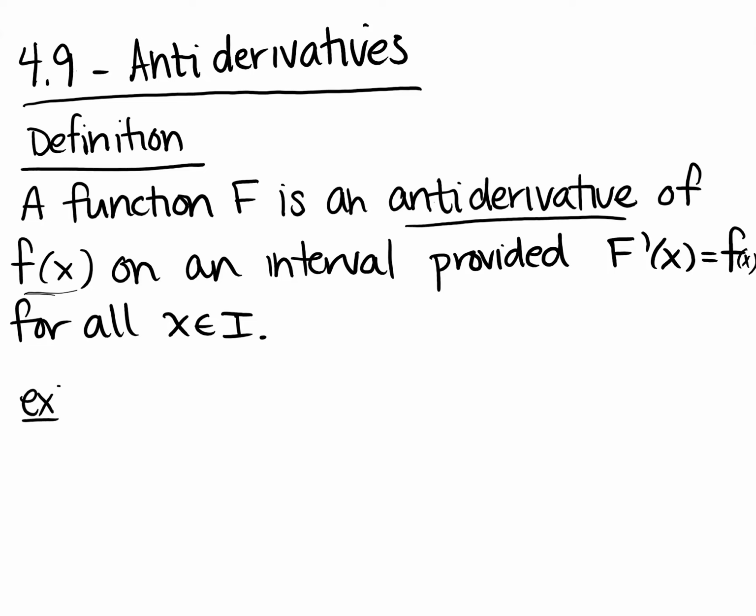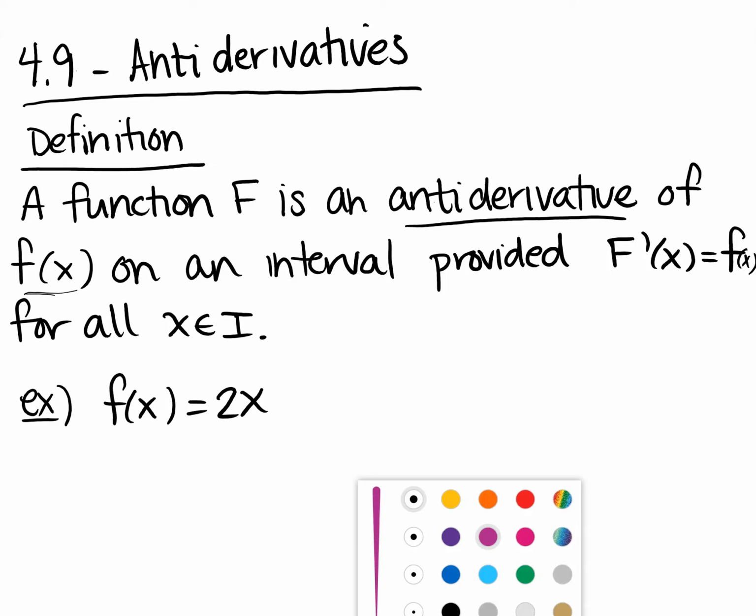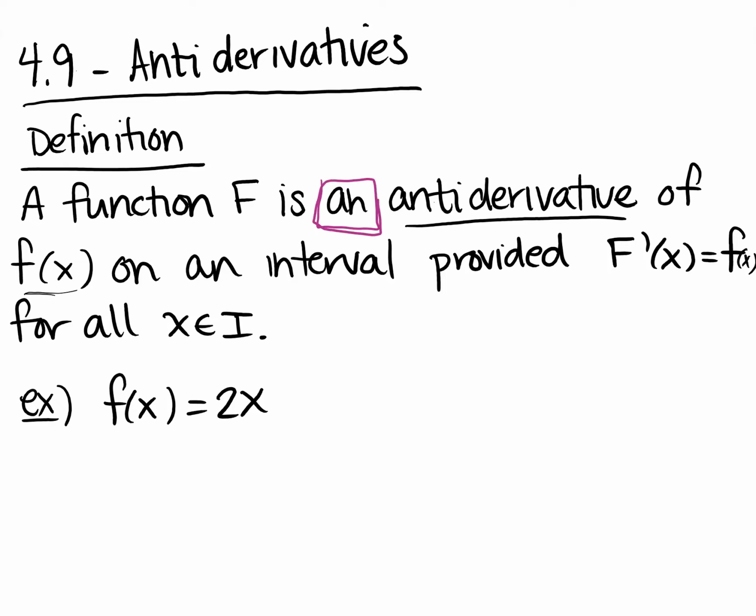So for example, if I give you that little f of x is 2x, can you find... now I want you to pay close attention to this right here. What is this, an article or something in English? I don't care. I don't remember what it is. But what's important about that is it says it's an antiderivative. It doesn't say it's the antiderivative. There are actually an infinite number of antiderivatives given a function.